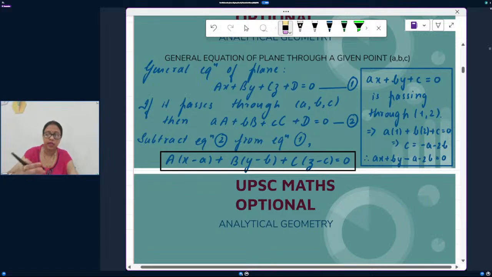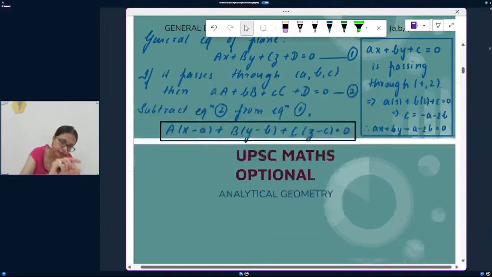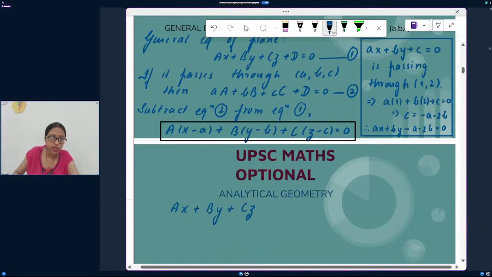But let me do it one more step, just to write it in the form of how the general equation looks like. General equation looks like coefficient of x plus coefficient of y plus coefficient of z, and then minus Aa plus Bb plus Cc is equals to 0. Okay, this is not as useful as the first one.